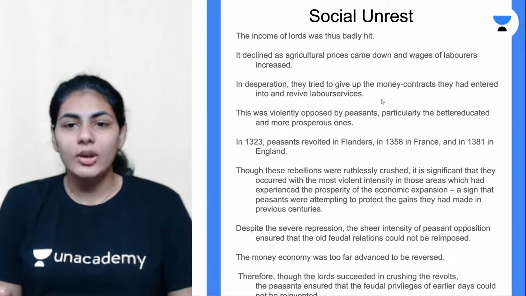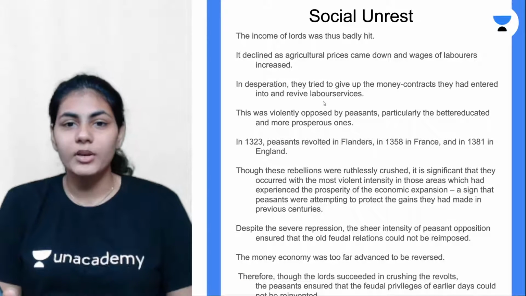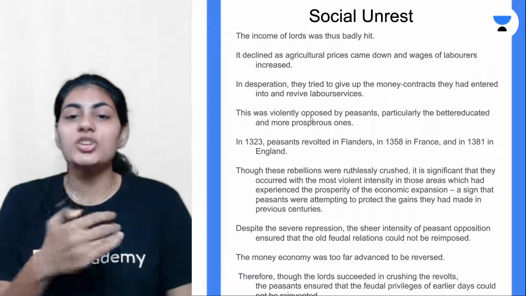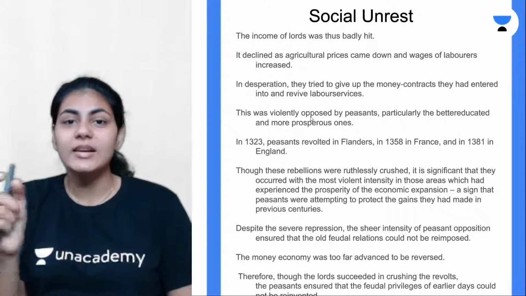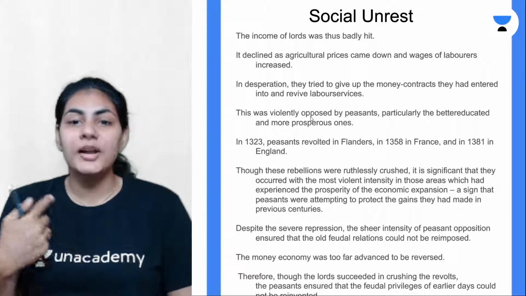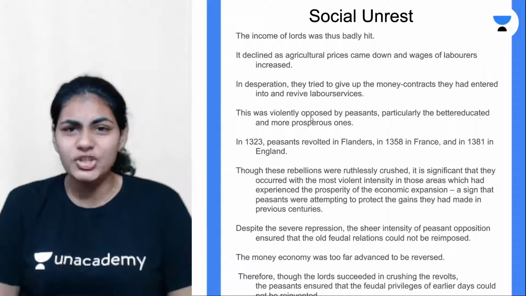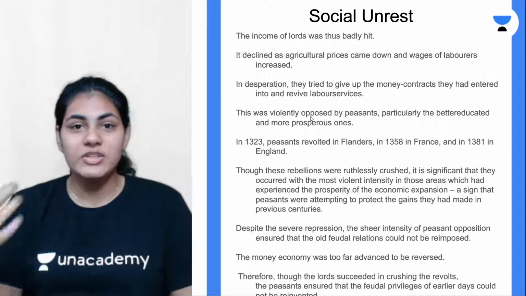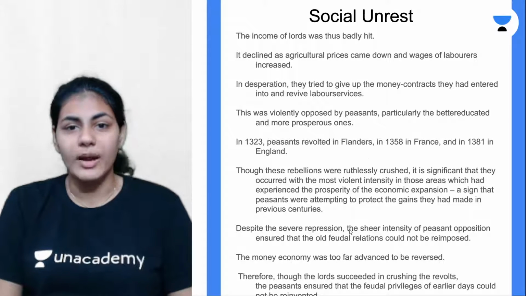Whenever he tried to disturb all these money contracts and labor services, obviously the peasants did not agree to them. They violently opposed. They not just opposed it passively. We've come across this term called passive opposition, right? But now peasants have become much more active, and they started violently opposing. There's so much bloodshed, there's hitting, there's physical violence, right? Especially the better educated and the more prosperous peasants, they don't want the lord to act in such a manner, and that's why they violently opposed the lords.